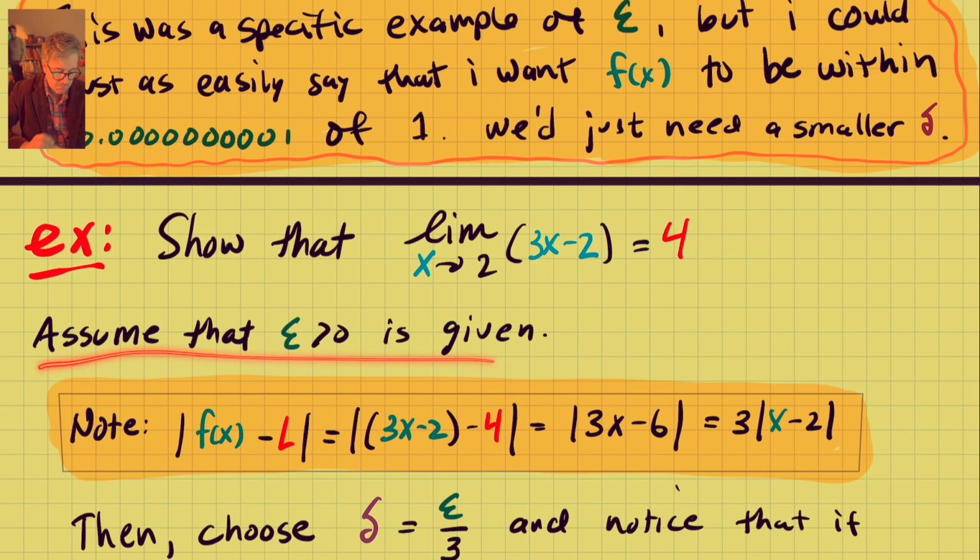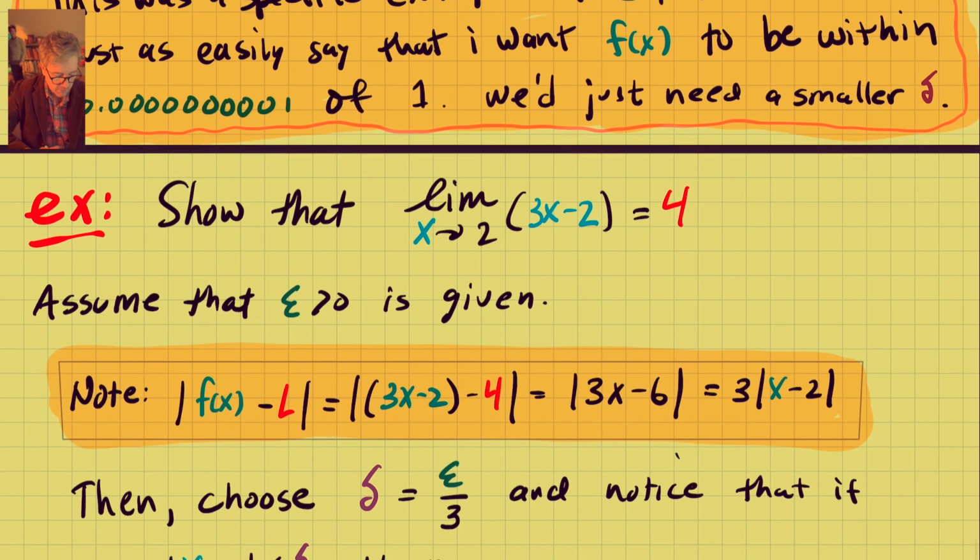So I've given you an epsilon. Now you're going to come along and do a little side calculation. You're going to say the absolute value of f(x) minus L is equal to, well, what's f(x)? It's 3x minus 2. What's L? L is 4. Plug it in. 3x minus 2 minus 4 is 3x minus 6. And again, I can factor out a 3 from each of these, and so I get 3 times |x minus 2|.